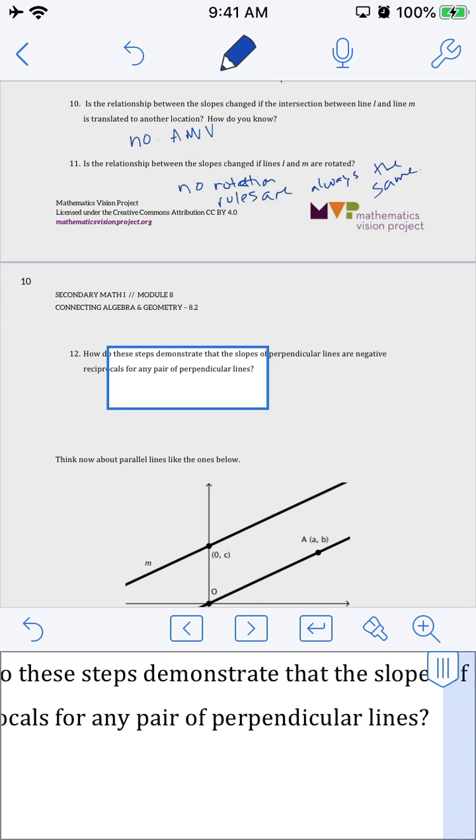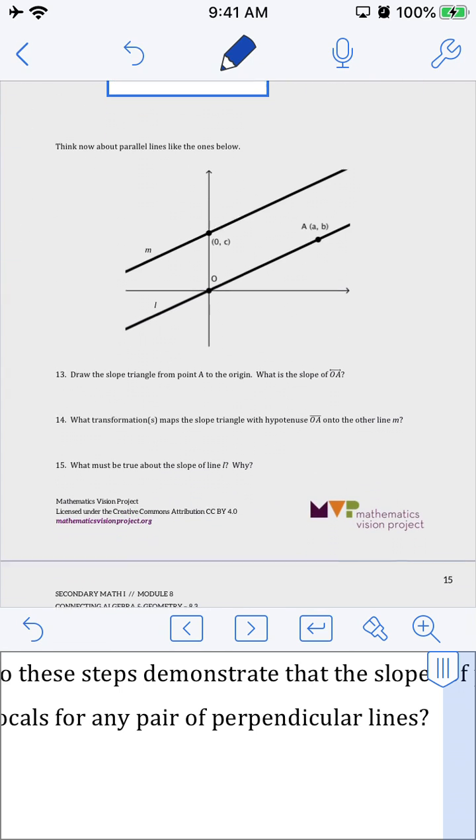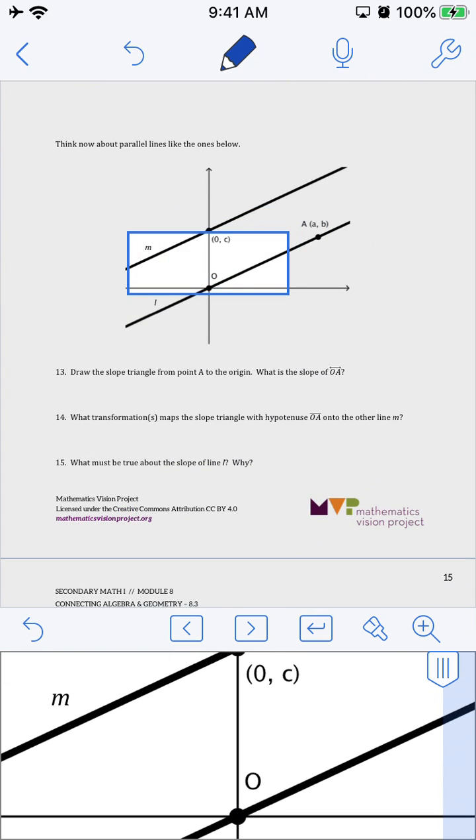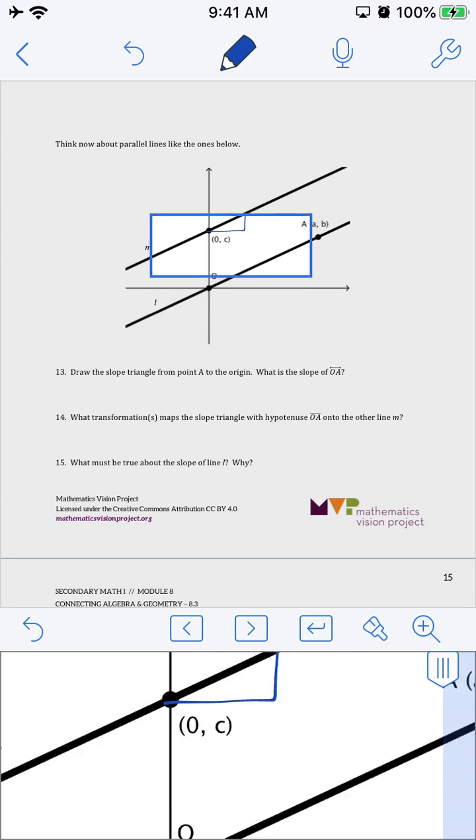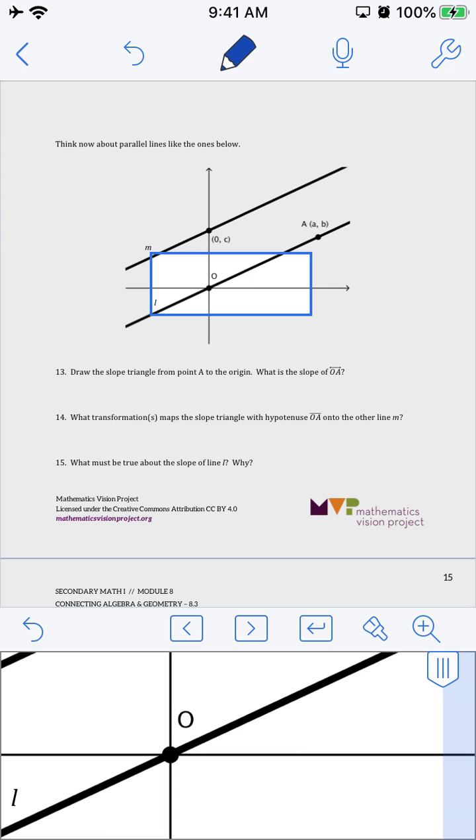Okay, next up, now think about parallel lines like the ones below. Parallel lines, woo! Okay, what do we know about parallel lines? We know their slopes are the same. They are the same, right? No matter where they are, increasing at the same speed. So we're going to now do the same idea. We're going to prove that, first we'll do an example, then we'll do it with variables.